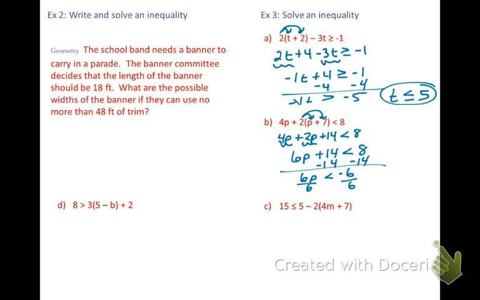Notice I said 6, not negative 6, so I'm not going to switch the inequality, so it's going to be negative 1. P is less than negative 1. I would like you to try C and D by yourself.